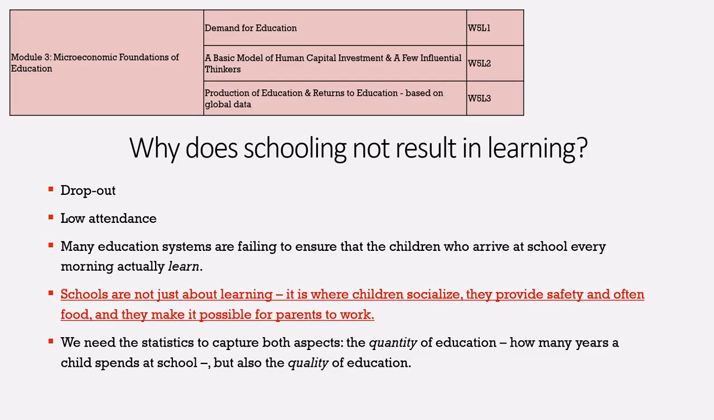In the second month of this course, we focused on microeconomic foundations of education. And in week 5, we began discussing education, and it had 3 lessons. So, we discussed demand for education, what demand for education really means. We started with a general lecture on demand for education. We introduced the learners to the contemporary issues surrounding demand for education.